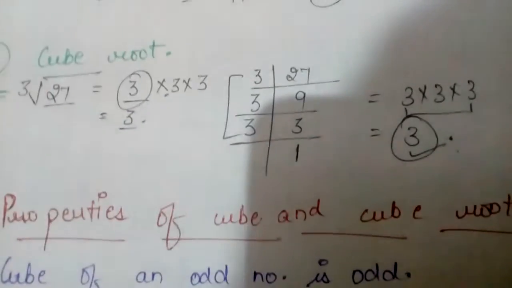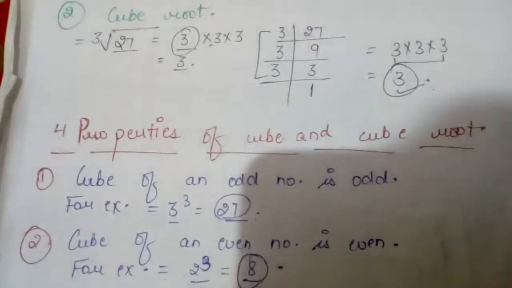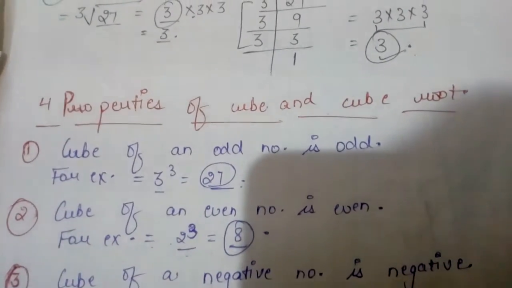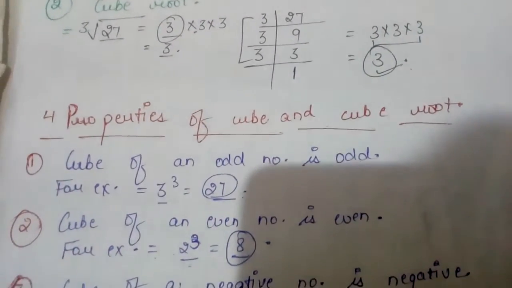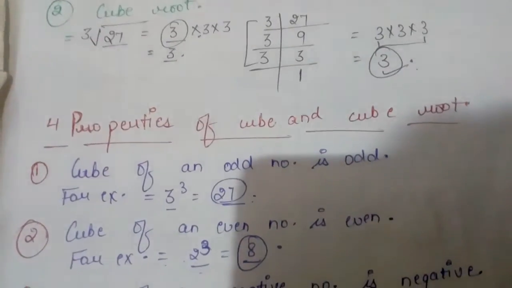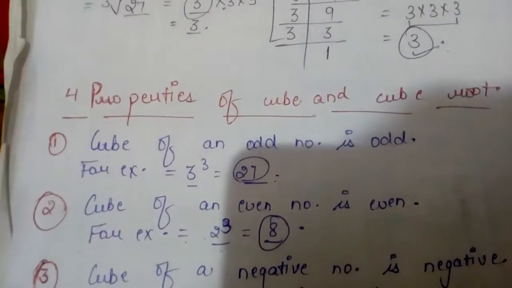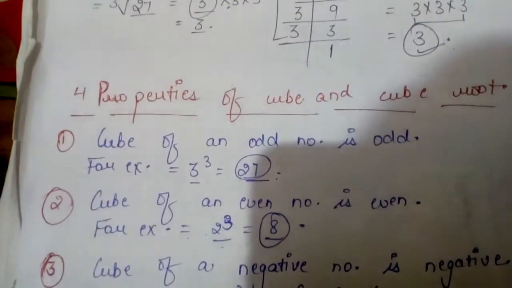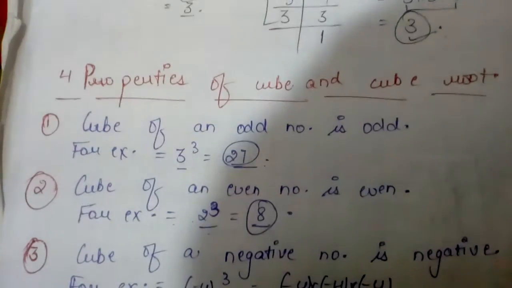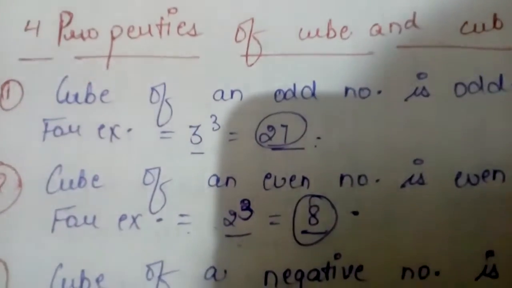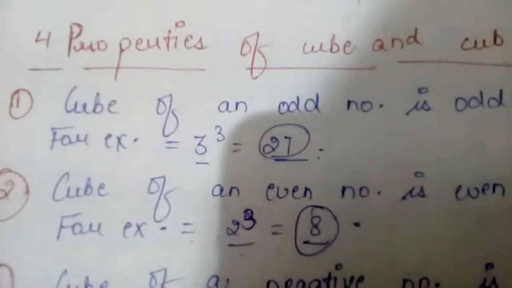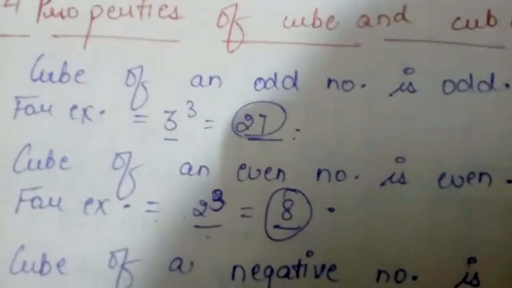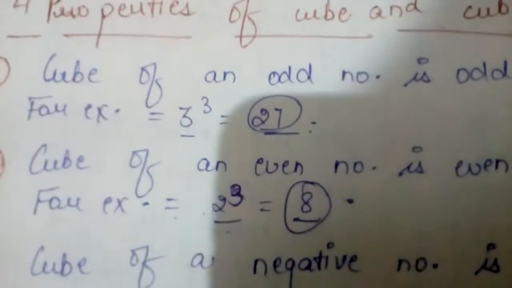Now we study 4 properties of cube and cube root. What are the properties of cube and cube root? First property, the cube of an odd number is odd. What is the meaning of this? If we take an odd number and we have to find the cube of that number, the cube of that odd number will be odd. For example, we take the number 3 and find its cube. The cube of 3 is 27. So 3 is an odd number and 27 is also an odd number.